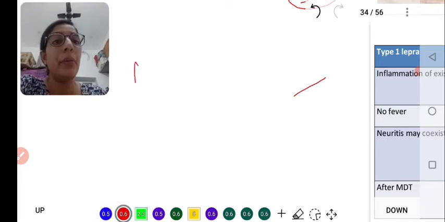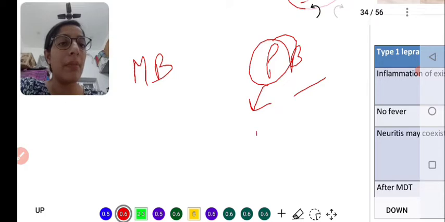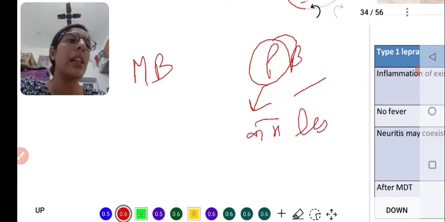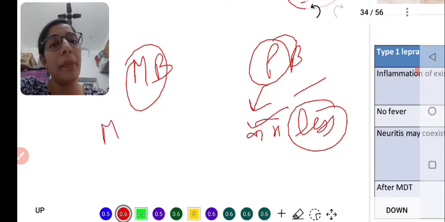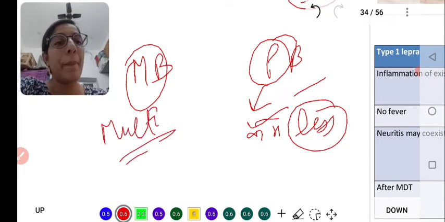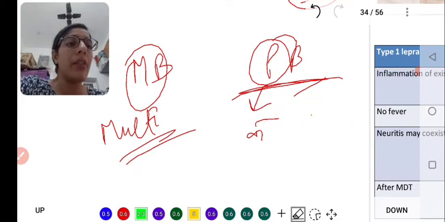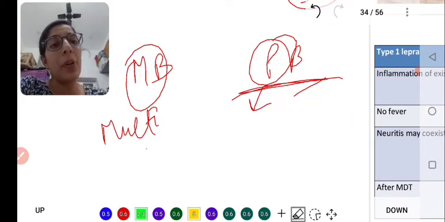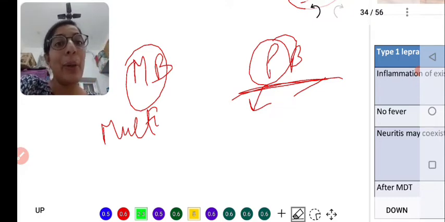So, multibacillary and paucibacillary. Pauci means कम, यानी कि less. ठीक है. Multi means a lot. When you are going to read about multibacillary and paucibacillary, there are only 3 differences between them.